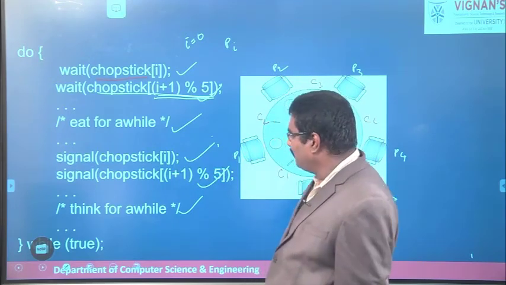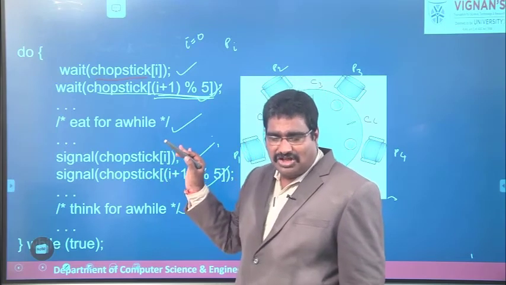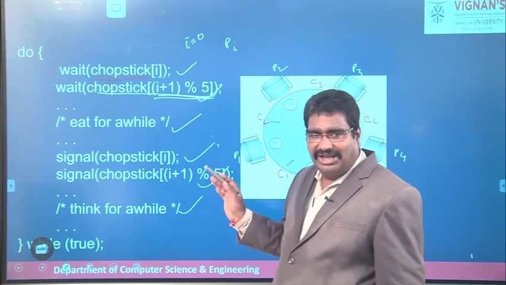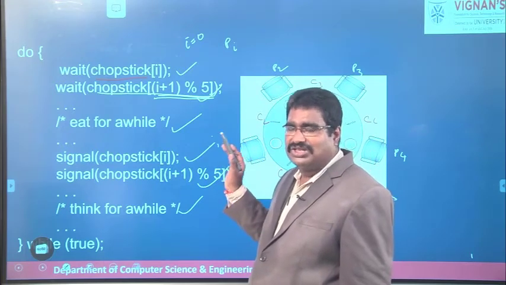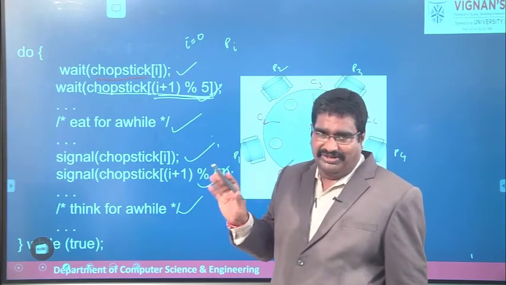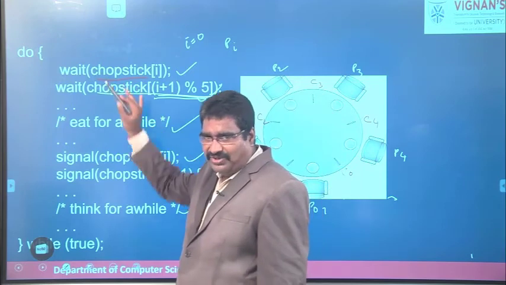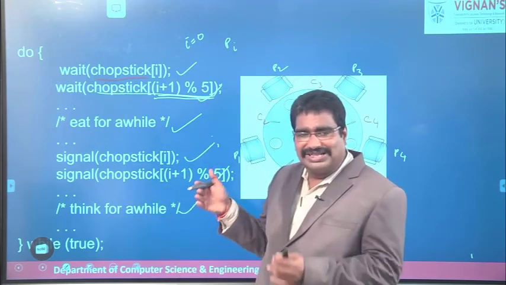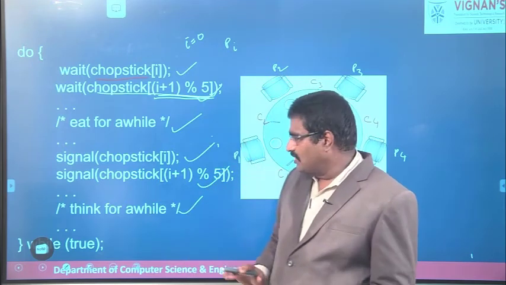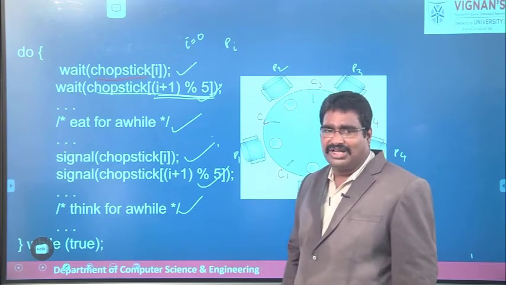So to implement that, we are using only one data structure, that is nothing but the chopstick. Its size is 5, because only 5 chopsticks are available. Initially all the chopsticks are available. For that reason, all the chopsticks' initial value is 1. And whenever the philosopher picks the chopstick, he simply calls the wait function. And whenever the philosopher releases the chopsticks, he simply calls the signal function to release the chopsticks. I hope you understand the solution to the dining philosophers problem.